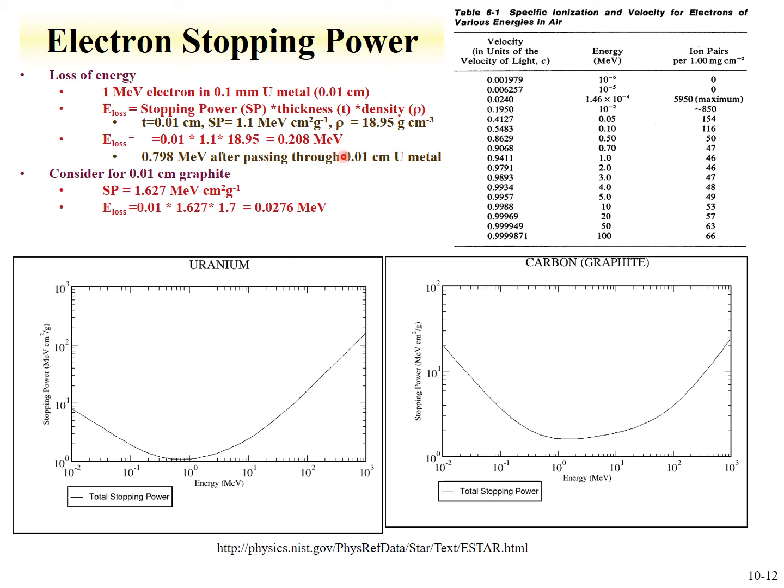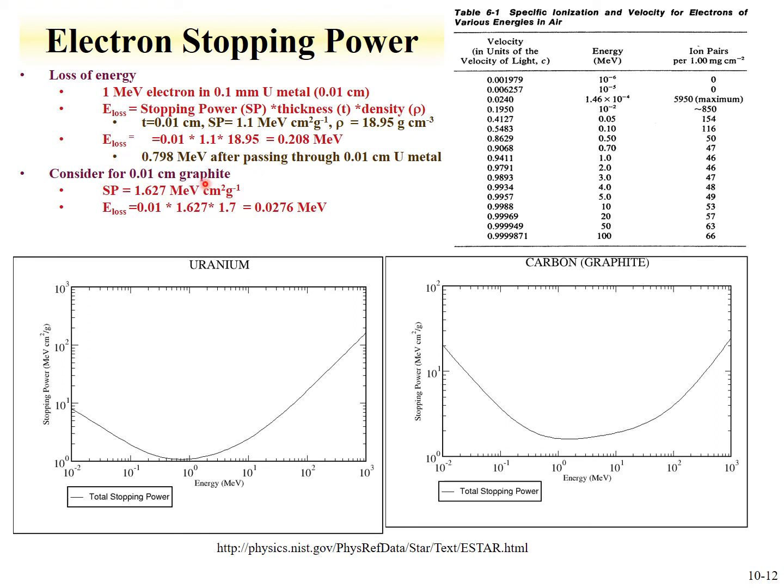We get an energy loss of 0.2 MeV, so we have about 0.8 MeV of energy remaining in the electron after it passes through a 0.01 centimeter thick piece of uranium metal. We can perform the same calculation for graphite.